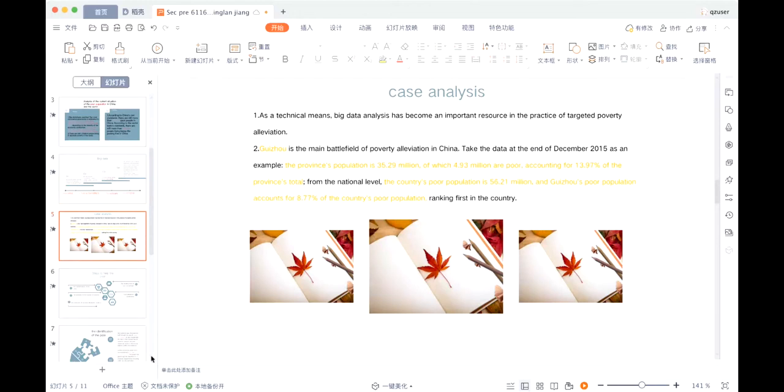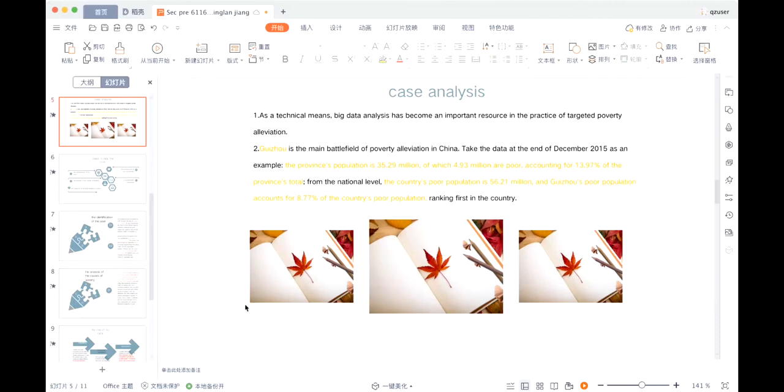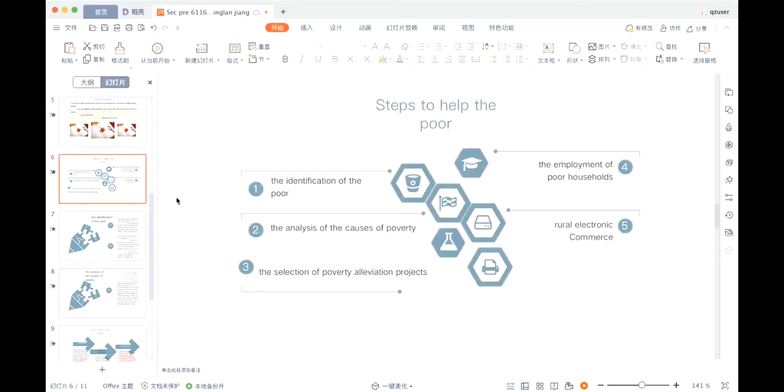Next, I will give you a case analysis about Guizhou province in China. As a technical means, big data analysis has become an important resource in the practice of poverty alleviation. From this data, Guizhou poor population ranks first in the country. I will introduce you the steps to help the poor people. One, the identification of the poor people. Two, the analysis of the cause of poverty. Three, the selection of poverty alleviation project.